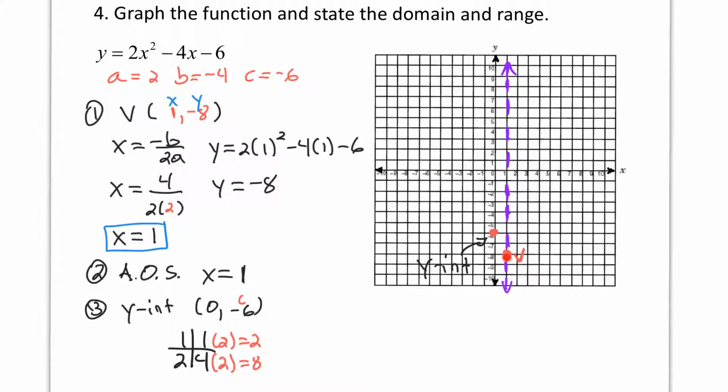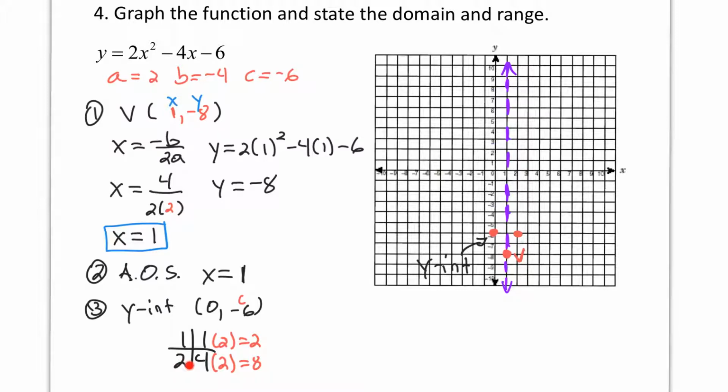So from the vertex, I go 1 to the right and 2 up. So I make a point right here. And if you guys notice, pay attention, that point on the other side is your reflection of this point on this side. So we already got a reflection here. The y-intercept works as a reflection. But now I need to find my second point.